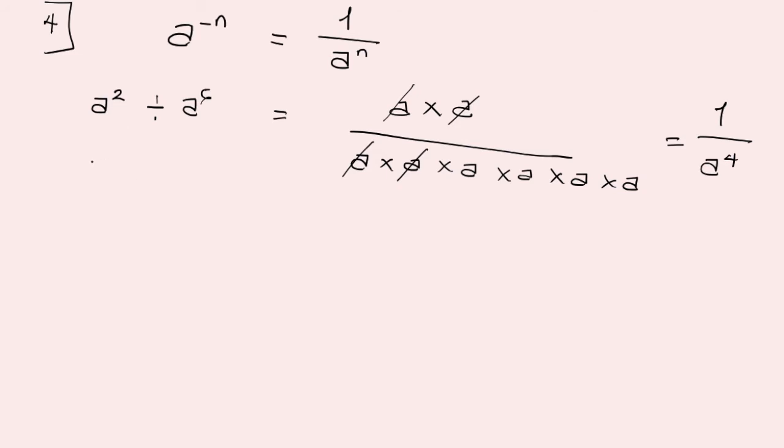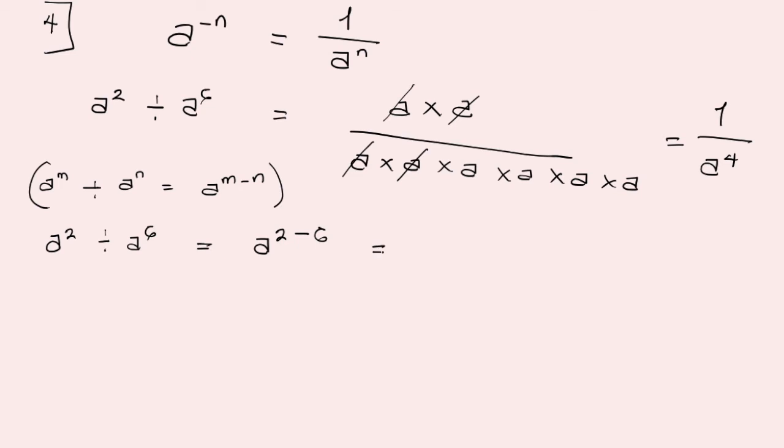Now, we remember the second law. The second law says that a to the power m divided by a to the power n equals a to the power m minus n. So if we use this second law to solve this, what we would have is a squared divided by a raised to power 6 equal to a raised to power 2 minus 6, and this will be equal to a raised to power minus 4. And so this goes without saying that this is equal to this. So that is a raised to power minus 4 is equal to 1 over a raised to power 4. And this is what the law says: a raised to power minus n is equal to 1 over a raised to power n. Proven.